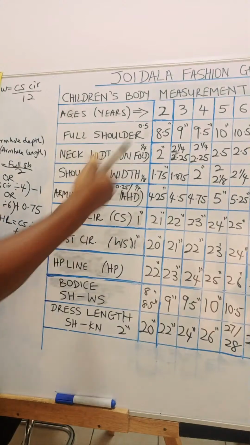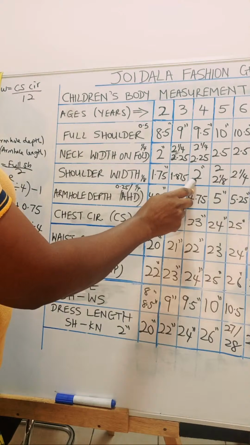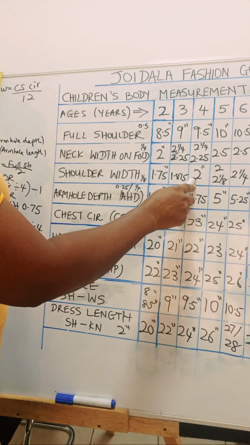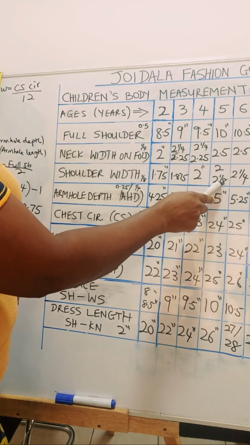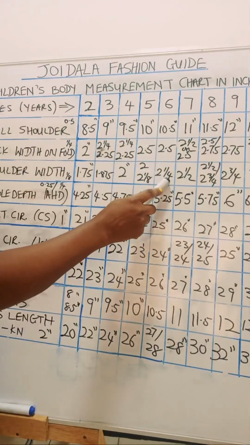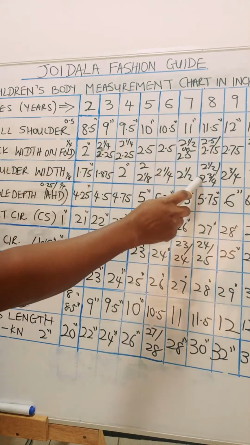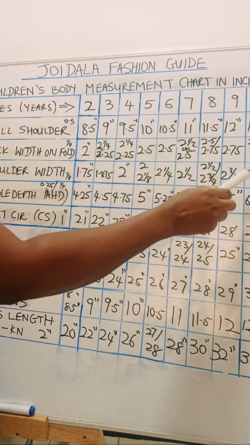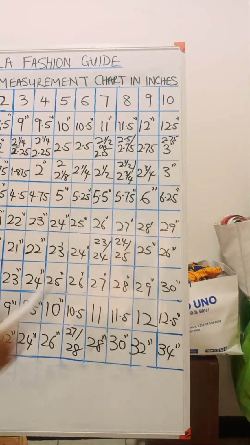So you find that the neck width is increasing by 1/8. 4 years old will be 2 inches wide. 5 years old will be 2 1/8. 6 years old, 2 1/4. 7 years, 2 1/2. 8 years, 2 3/4. And 9 years, you can also use the same 2 3/4. And then for 10 years, you now use 3 inches, or according to preference.